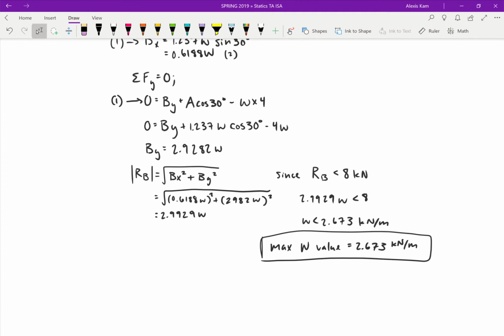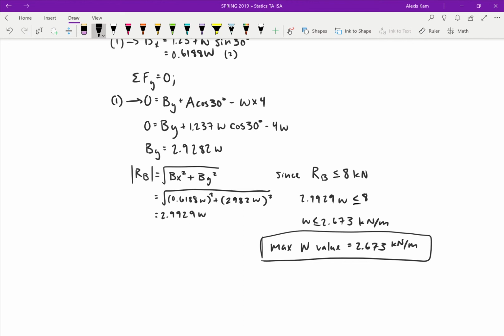Then we could find the magnitude of the reaction at B instead of just having BX and BY, by taking the square root of BX squared plus BY squared, which will give us 2.9929 W. And if we know that the reaction at B can only support 8 kilonewtons, then we can find that the distributed load has to be less than or equal to 2.673 kilonewtons per meter. I made a little mistake there, so this is less than or equal to.